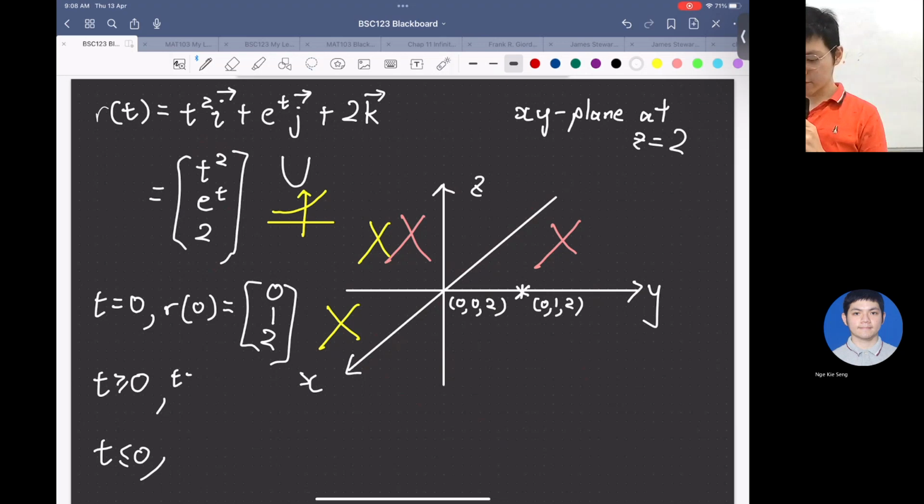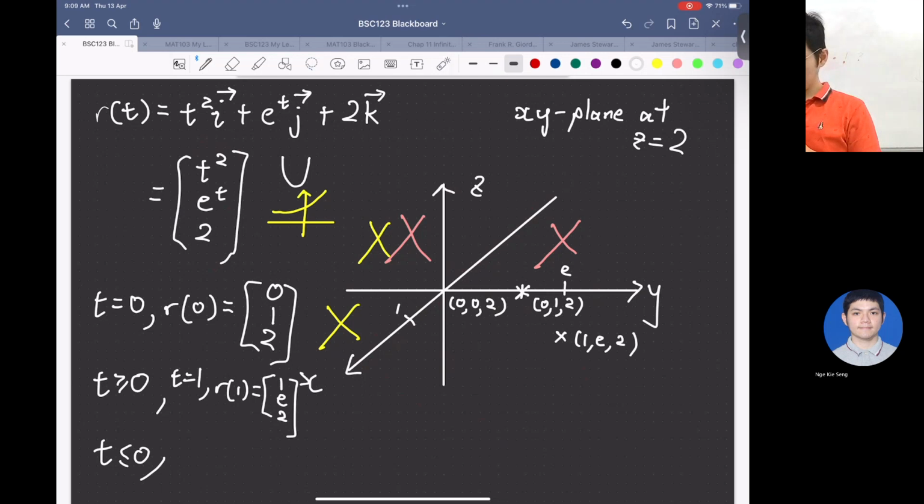So for example, take t equals 1. If you take t equals 1, r(1) is equal to (1, e, 2). So where is (1, e, 2)? Maybe I plot this as 1. e should be higher than 1, so somewhere here. I don't know how it curves. We just join them because this is a continuous graph.